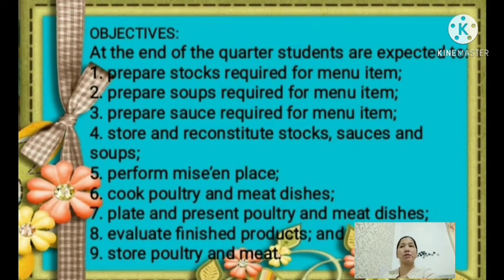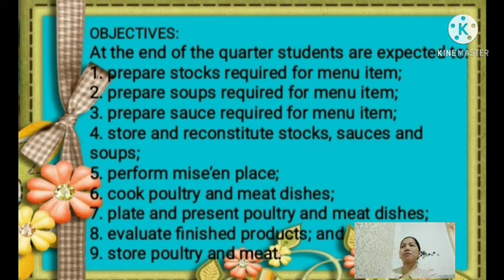The objective for this quarter is you are expected to prepare stocks required for the menu item. Second, you are going to prepare soup required for the menu item. Third, you are going to prepare sauce required for the menu item. Number 4, store and reconstitute stock, sauces, and soup. Number 5, for the poultry and game dishes, you are going to perform mise en place. Number 6, cook poultry and meat dishes. Number 7, plate and present poultry and meat dishes. And number 8, you are going to evaluate finished product and store poultry and meat dishes.